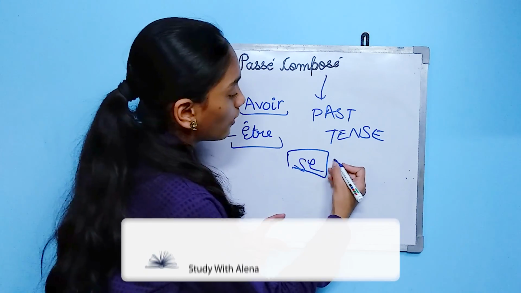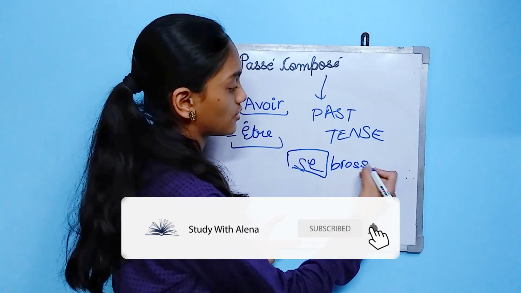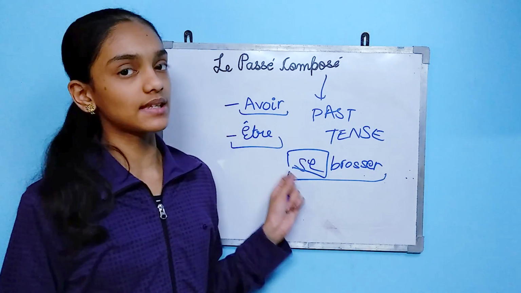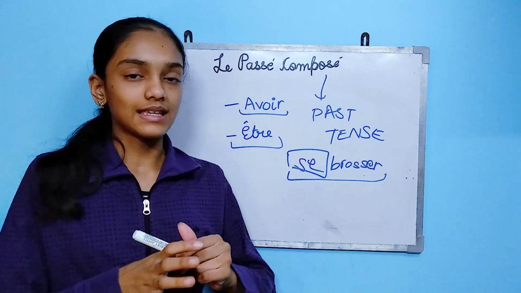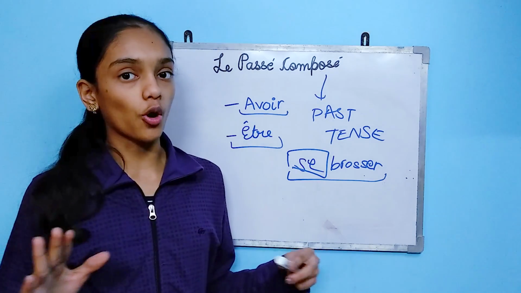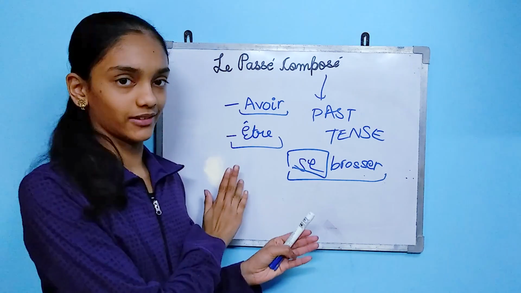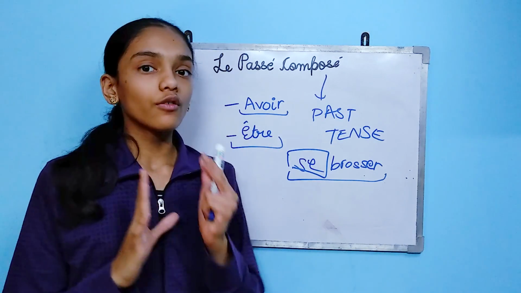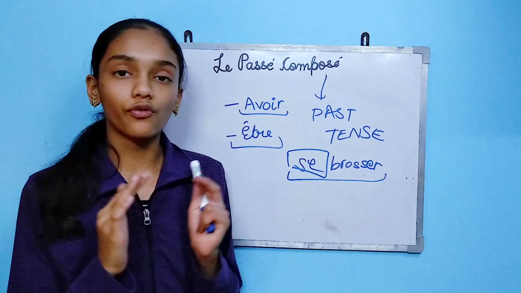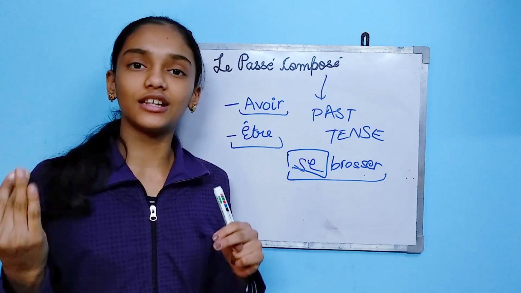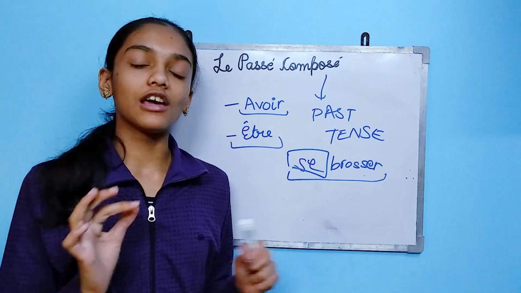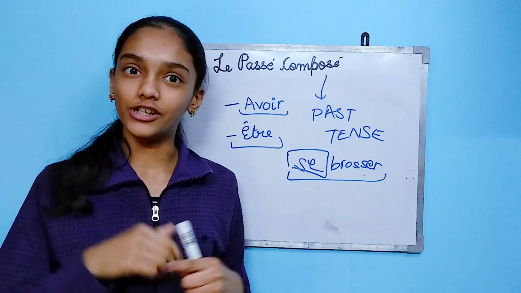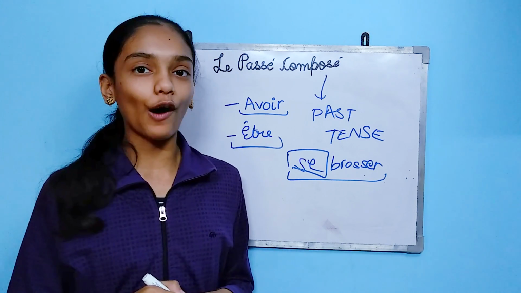You can take the example of se brosser, which means to brush, and this is a pronominal verb. All pronominal verbs start with a se. And the selected verbs and all pronominal verbs are conjugated with être. And the rest of them are conjugated with avoir. Now, you just need to learn these set of words which are conjugated with être, and I'll tell you a very simple trick, and you can easily do passé composé without getting confused where to apply avoir and where to apply être. So now let's see how we do this.